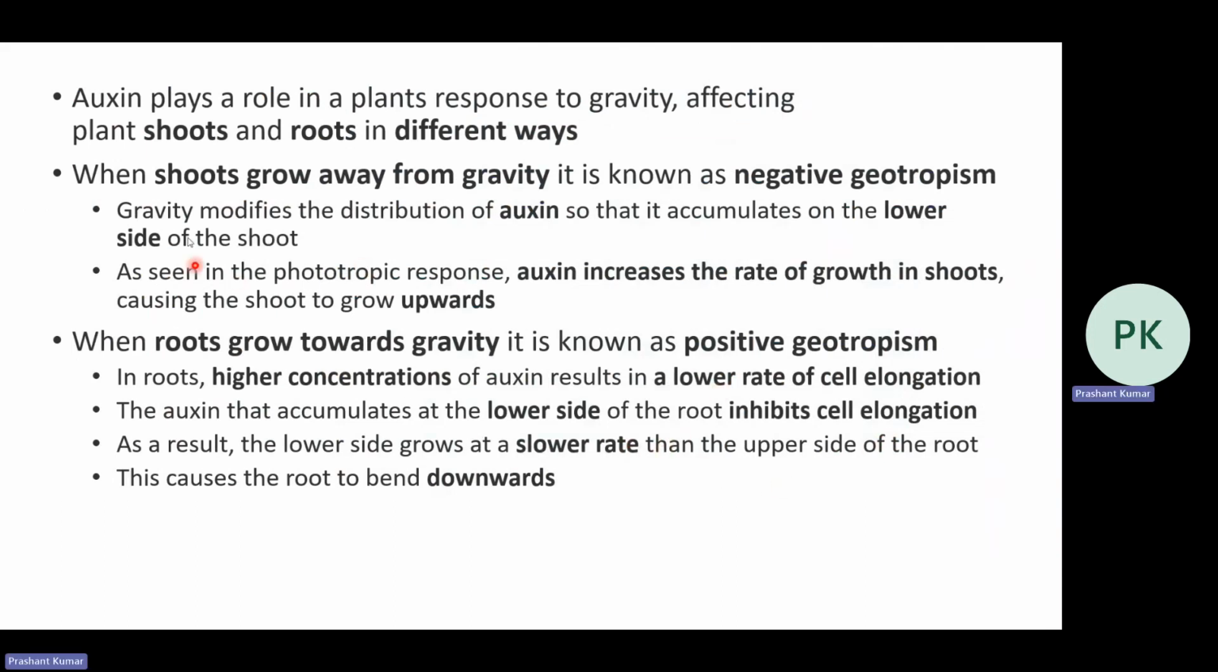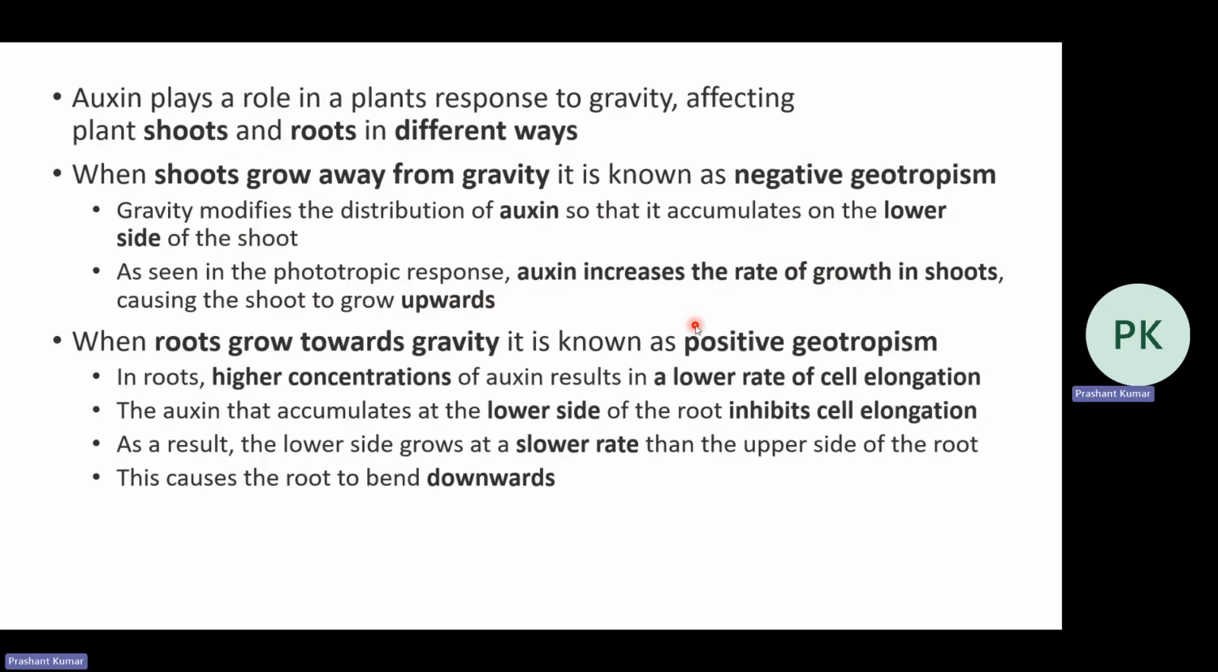So what we have understood is that auxin plays a role in plant response to gravity, affecting plant root and shoot in different ways. When the shoot grows away from gravity, known as negative geotropism, gravity modifies the distribution of auxin so that it accumulates on the lower side of the shoot. As seen in the phototropic response, auxin increases the rate of growth, whether in shoot or root.